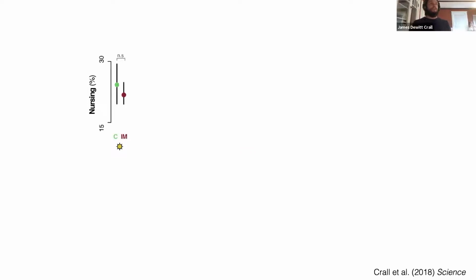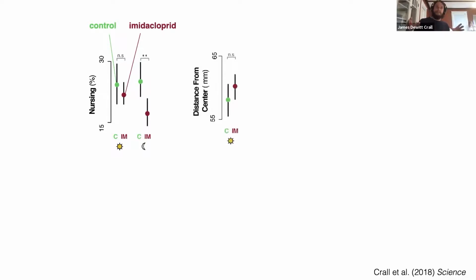And it turns out we see similar patterns with other metrics. If we look at the amount of time spent nursing, again, comparing the control and imidacloprid exposed colonies during the day, you see a little bit of a trend, but no significant effect of our treatment, but a significant reduction in nursing overnight. Again, that's the spatial pattern we saw in acute exposure: bees are further out from the nest center, or trending in that direction, during the day, but no significant effect, and then a significant spatial shift overnight.